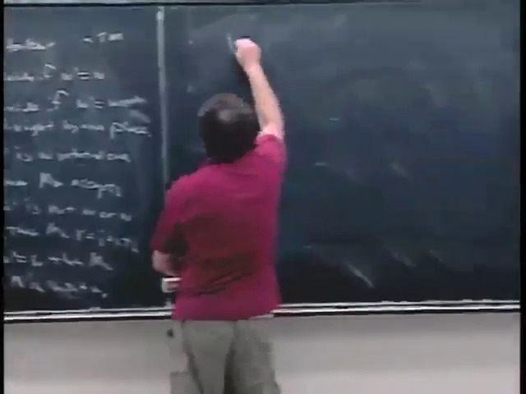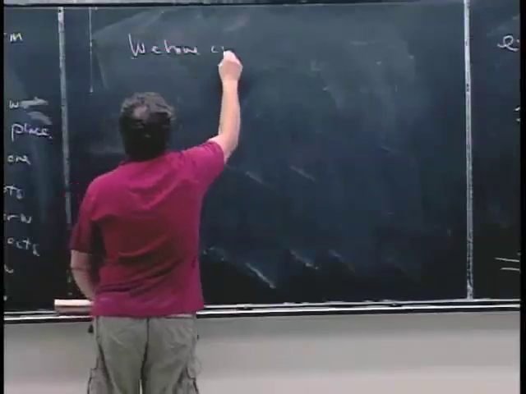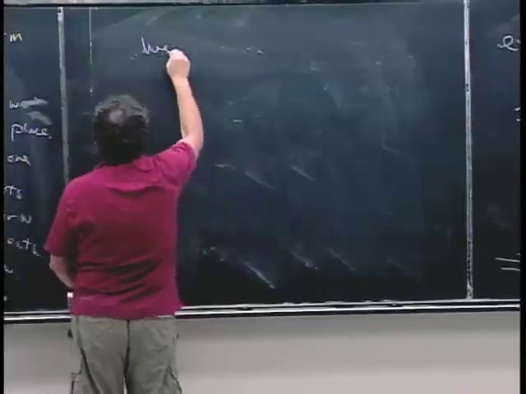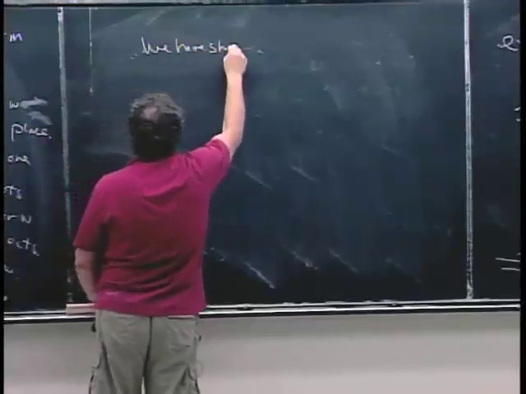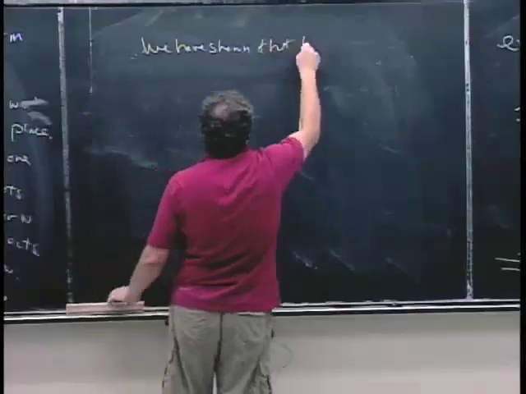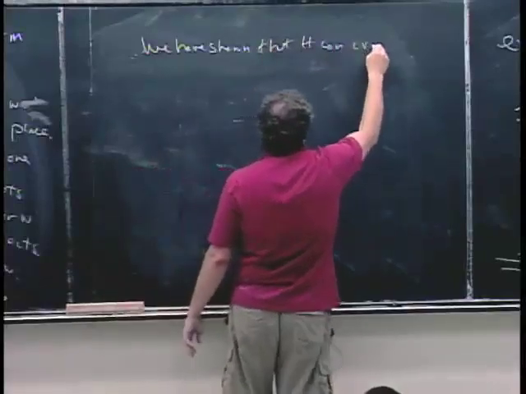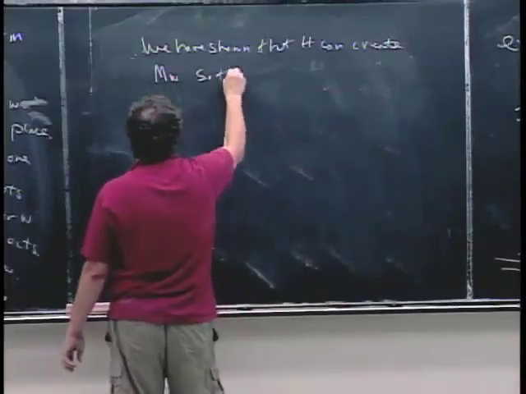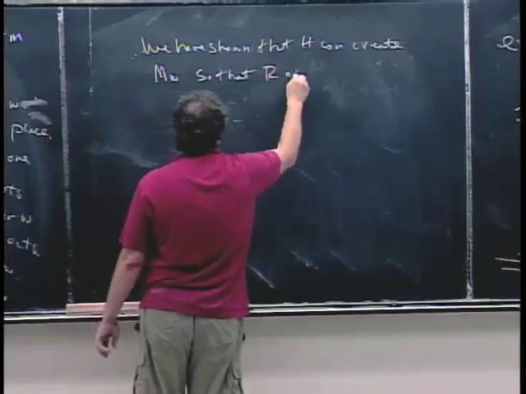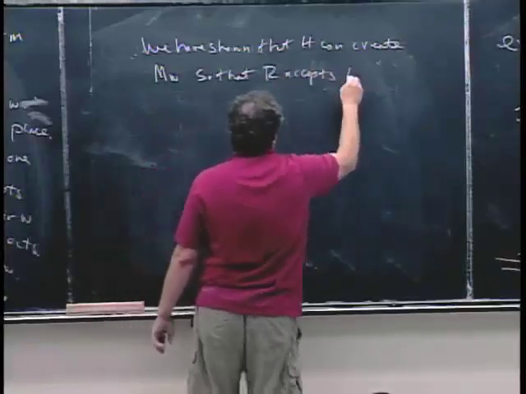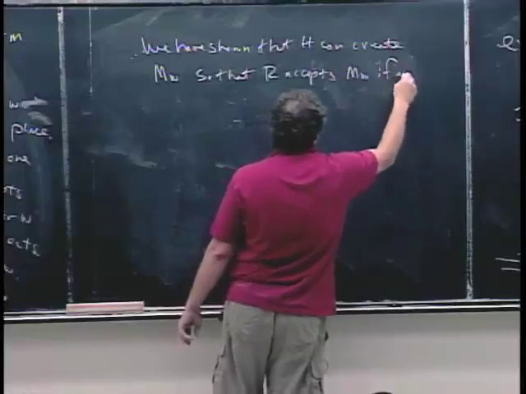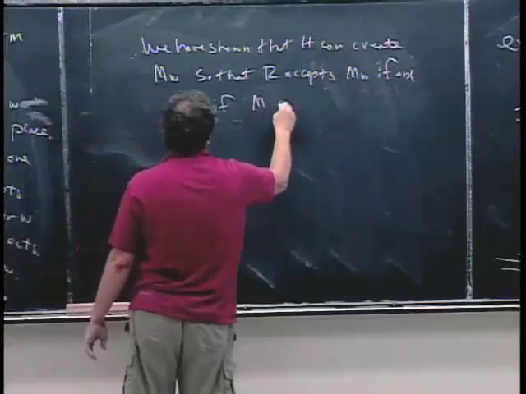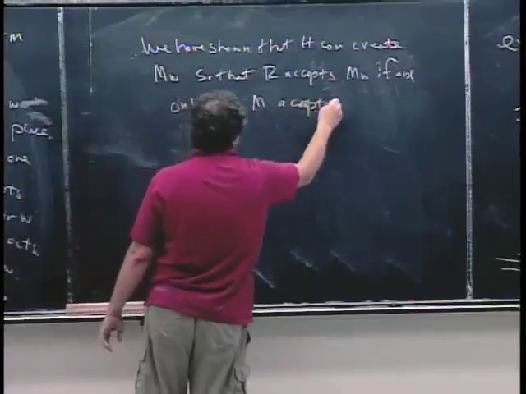So we have shown that H can create MW so that R accepts MW if and only if M accepts W.